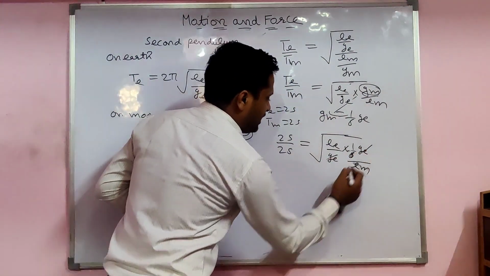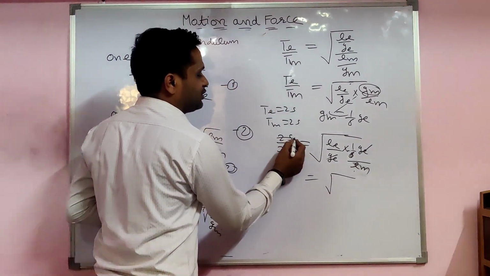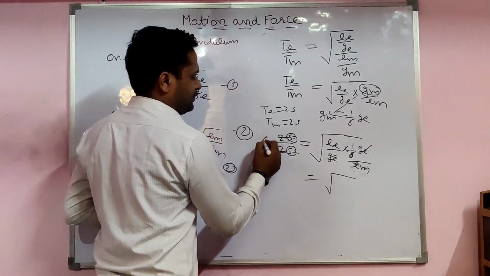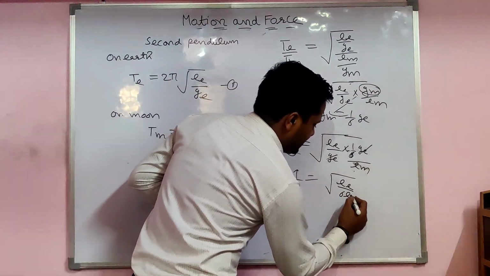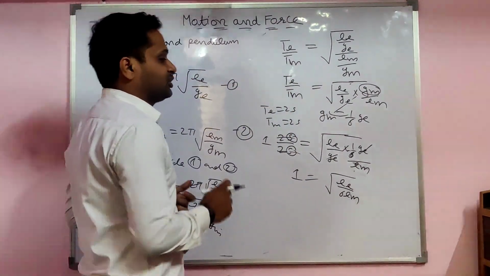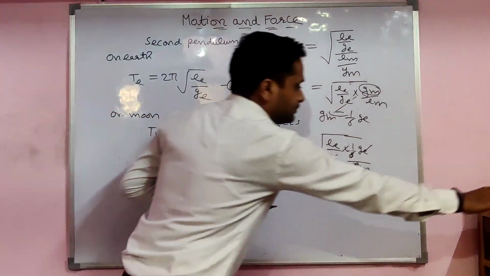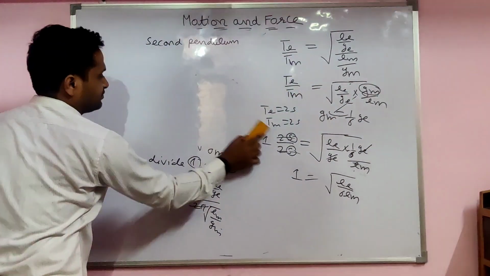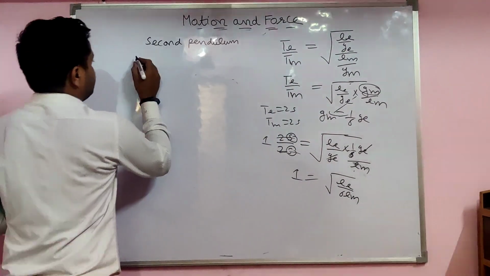Now GE cancels. This was the second pendulum, so the ratio is 1. So 1 equals under root of LE upon 6 LM. Squaring both sides. Now you see there. After that I will rub this one.